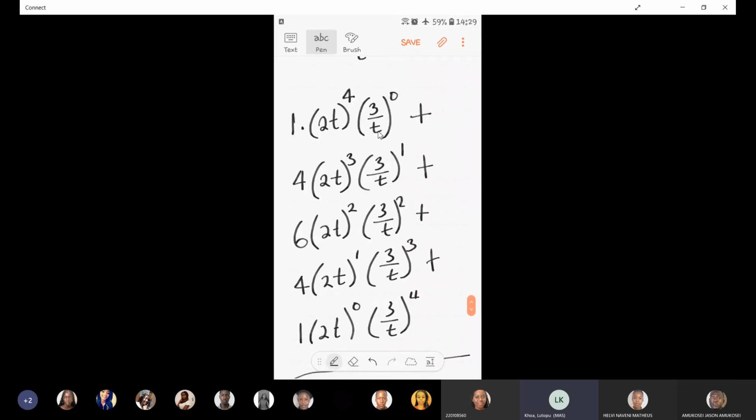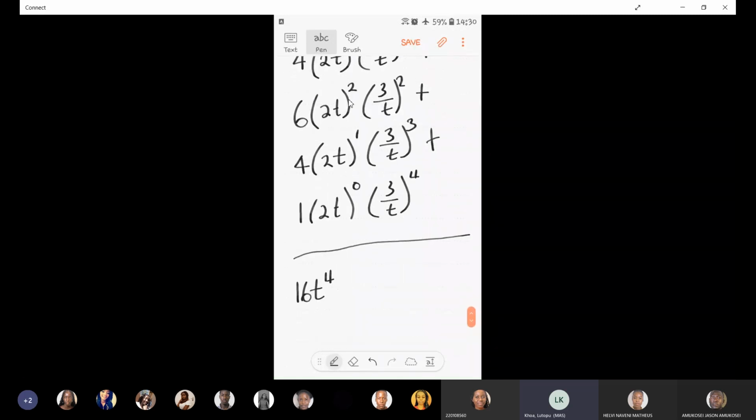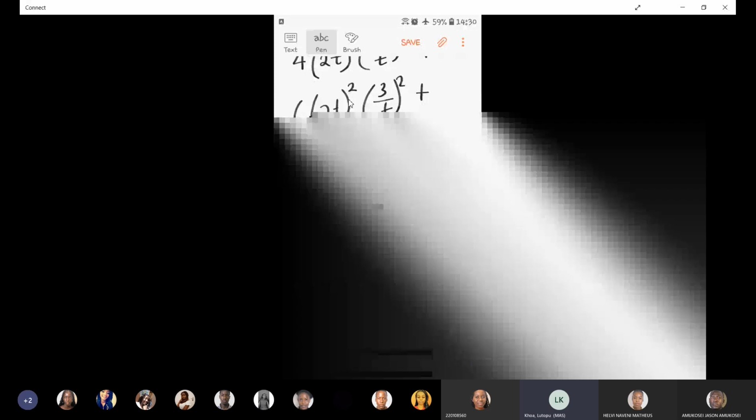So this is equal to 1, because anything except 0 to the power of 0 is equal to 1. So I have 1 times 2t to the power of 4 times 1. Then I'm just left with 2t to the power of 4. Then remember your laws of indices. If you have a product raised to an exponent, you can distribute the exponent. So it's 2 to the power of 4, t to the power of 4, which is 16 t to the power of 4.